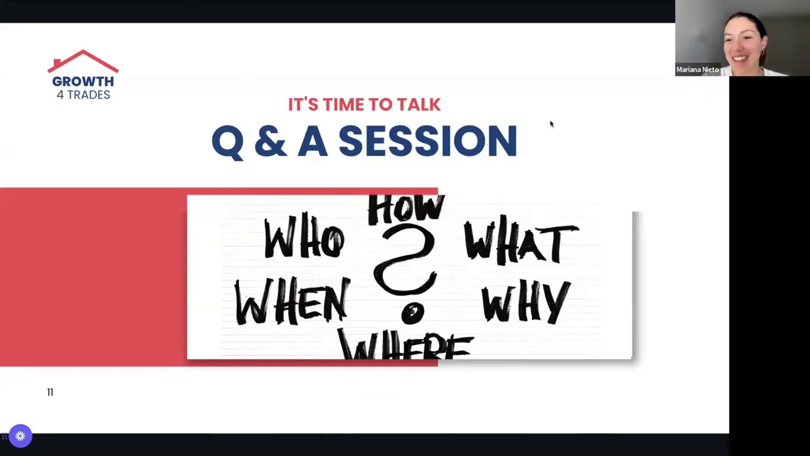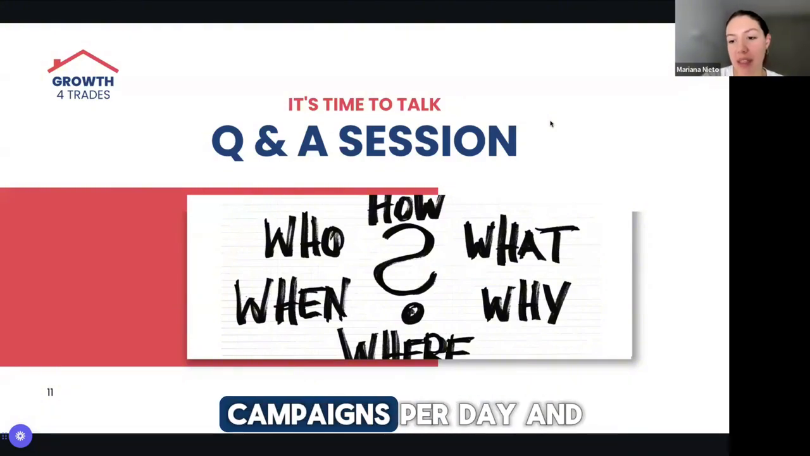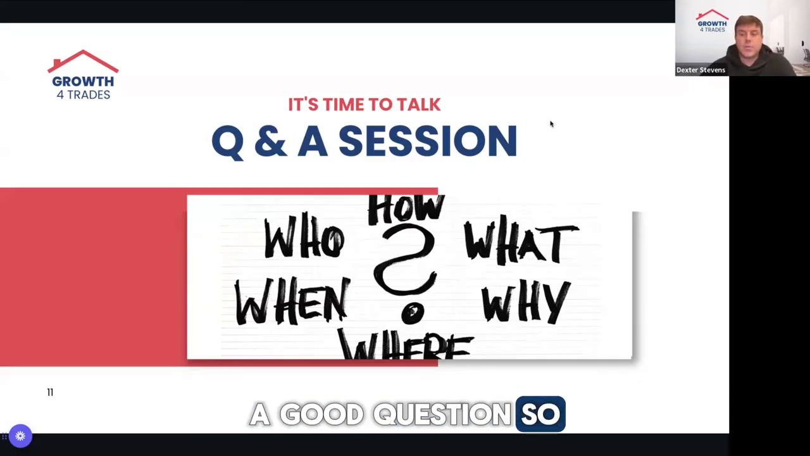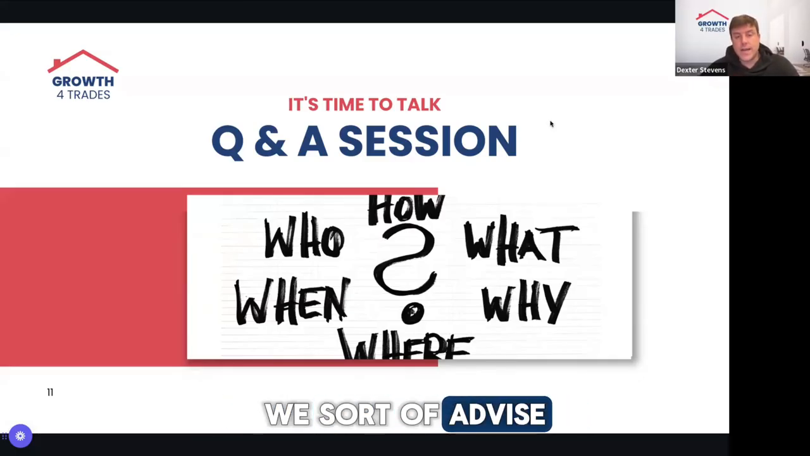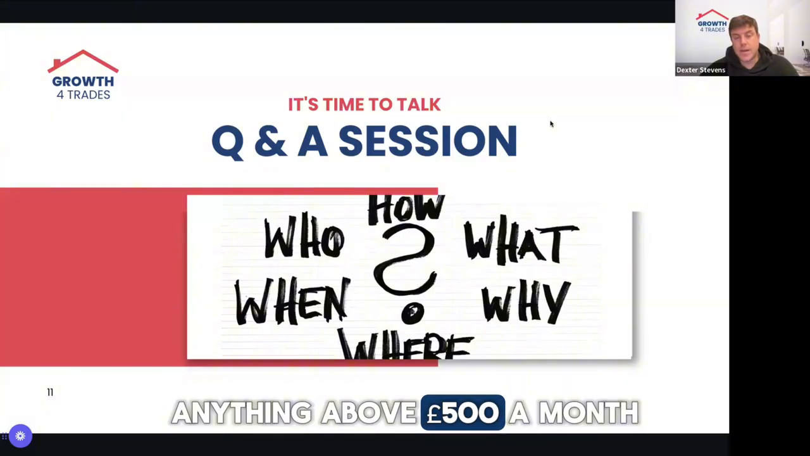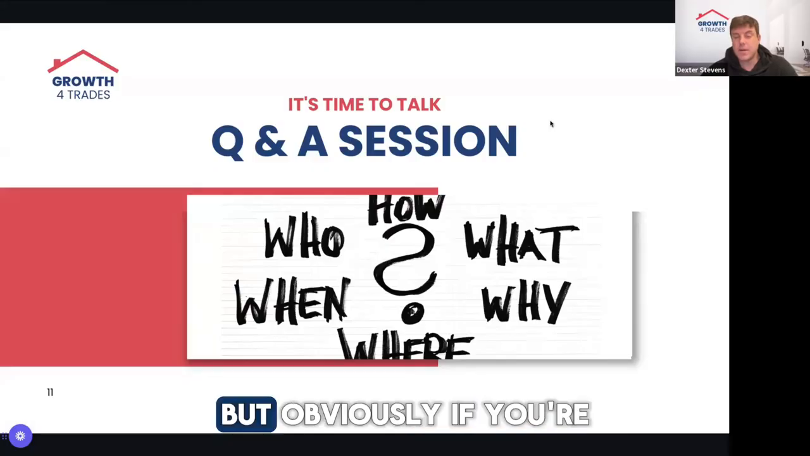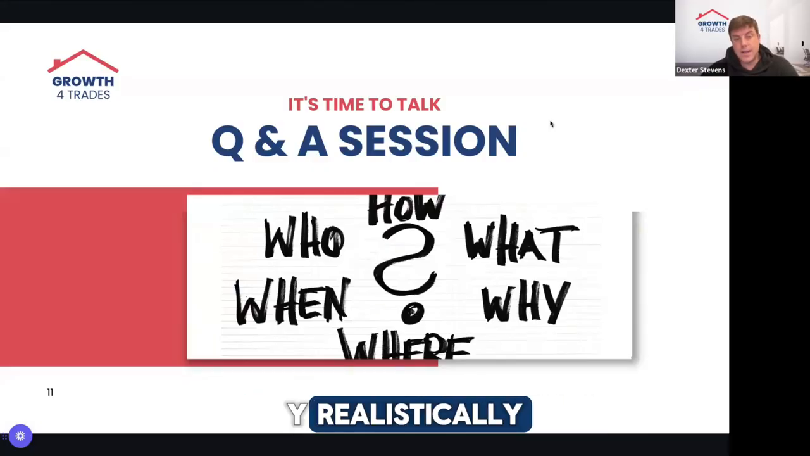Okay. So the other question that we have is, what budget should we allocate for ads campaigns per day, and what's the minimum? Yeah, good question. We usually advise anything above £500 a month. So roughly that's just under £20 a day, if you're doing Monday to Friday, then £20 a day.